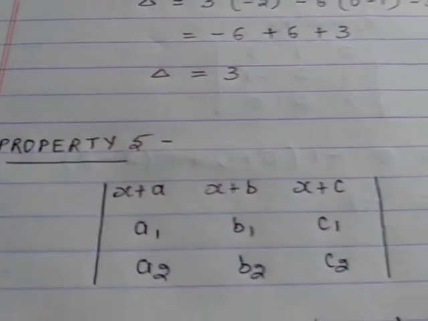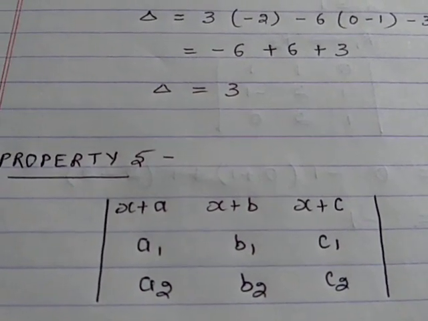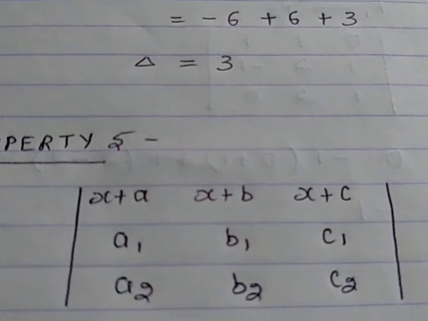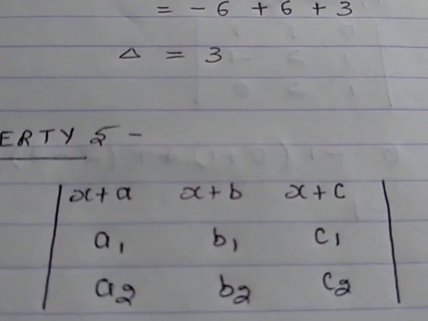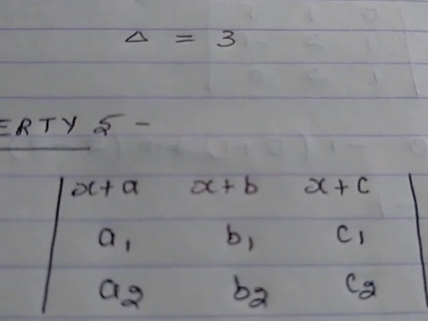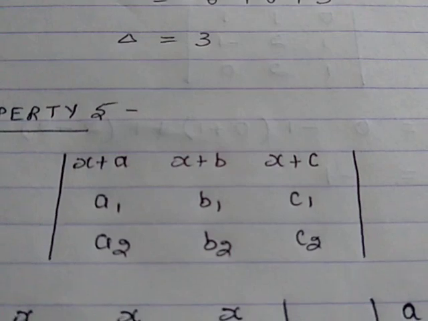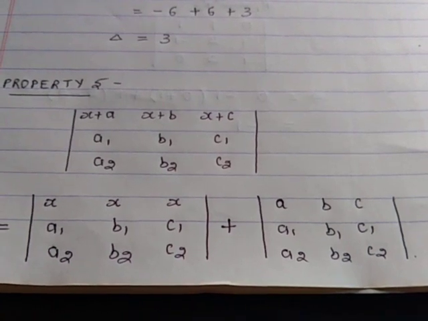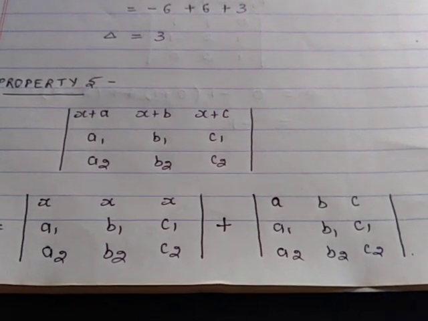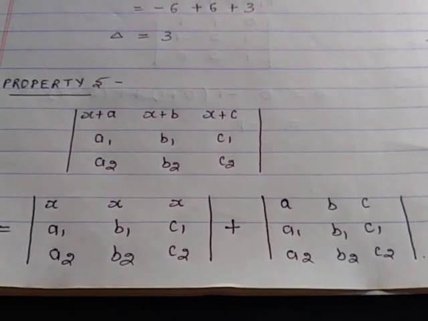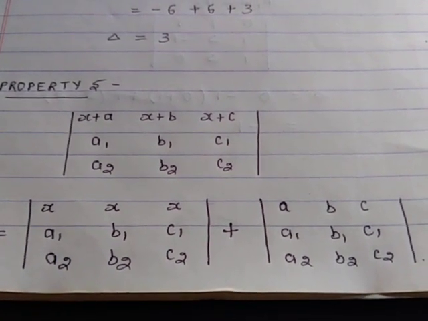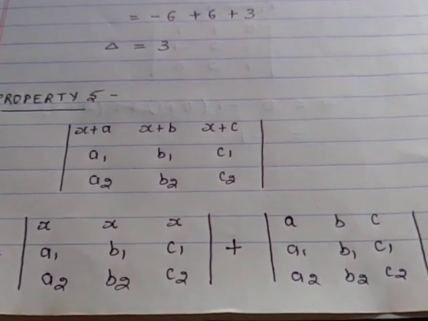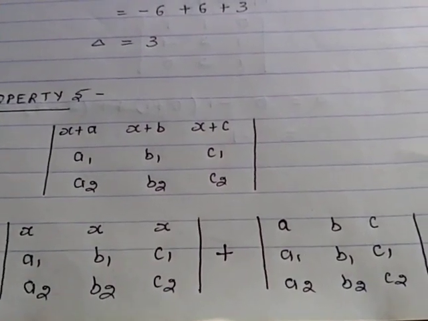For example, this is a determinant. You can see the first row is x plus a, x plus b, x plus c. Row 2 and row 3 have single elements. Now we can express this determinant like this, as a sum of two determinants. So this is property number 5.